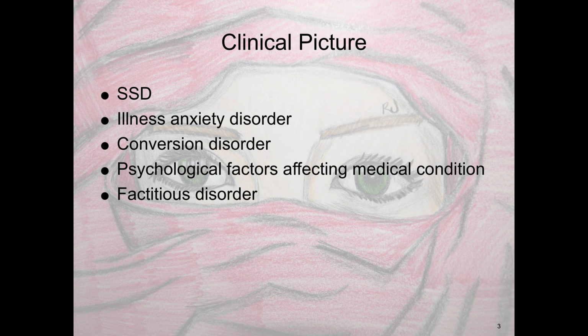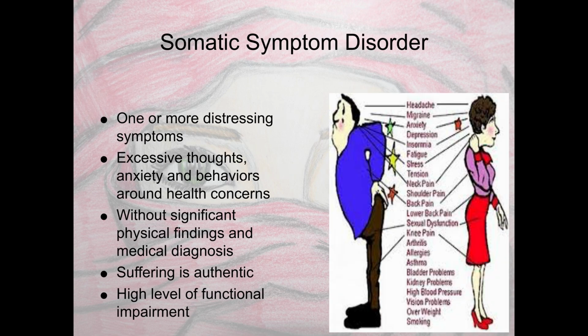There are 1, 2, 3, 4, 5 under this umbrella. The somatic symptom disorder, illness anxiety disorder, which was formerly known as hypochondriasis, conversion disorder, which is now functional neurological disorder. There are those psychological factors that can affect medical conditions, and then we're going to talk about 2 presentations of fictitious disorder.